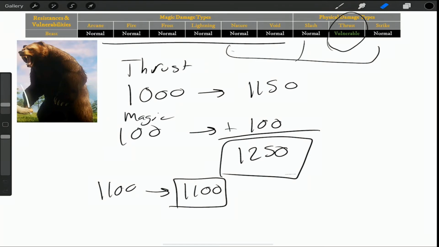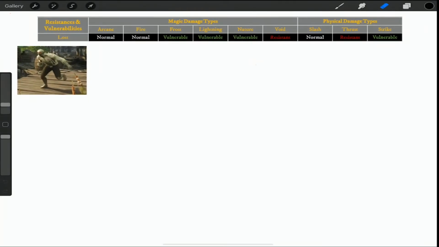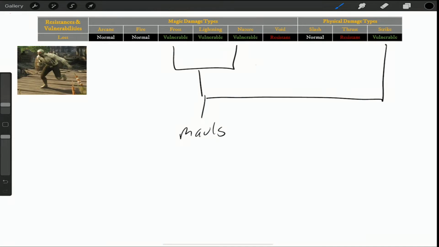So now that we're done with beast, there's really no other special combinations with the other two types of monsters. With lost, you're just looking at the fact that they're vulnerable to frost, and lightning, and nature, as well as strike. So we still want to be using mauls of, again, these three types. You want to avoid bows, and you want to avoid void.